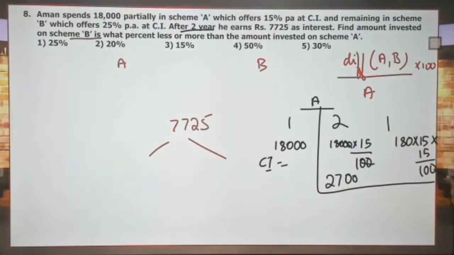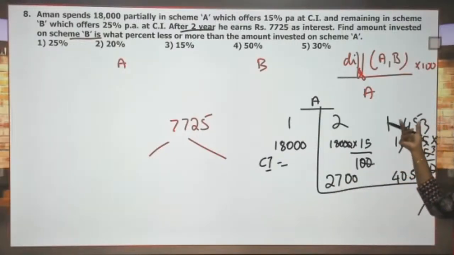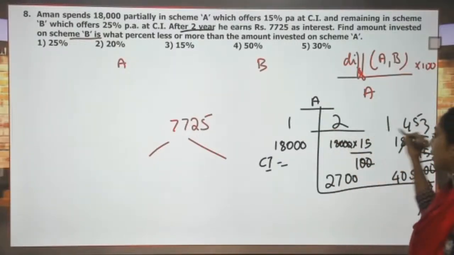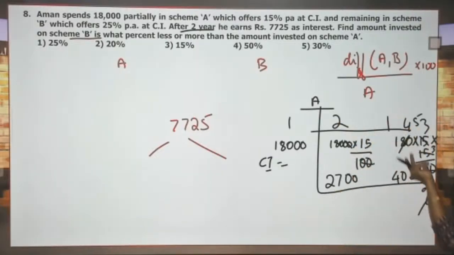Now what is this part? Simplifying with 5, this will be 3 and 20, again with 5, this is 3 and 4, with 4, this is 45, so 45 into 9. So this part is 45 into 9, which is 405. What is the compound interest? 2 into 2,700 plus 1 into 405. You have to multiply with the coefficients.